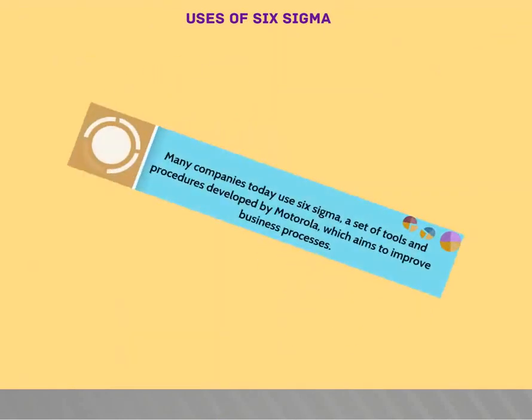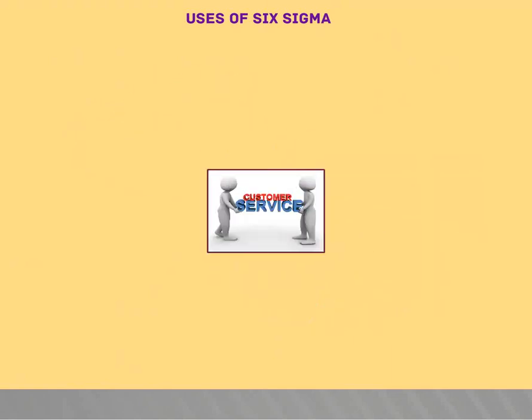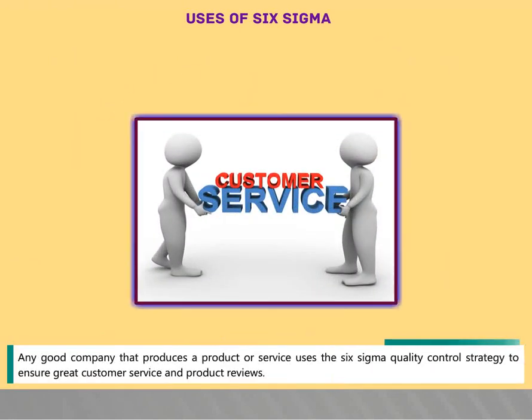Uses of Six Sigma. Many companies today use Six Sigma, a set of tools and procedures developed by Motorola, which aims to improve business processes. Any good company that produces a product or service uses the Six Sigma quality control strategy to ensure great customer service and product reviews.